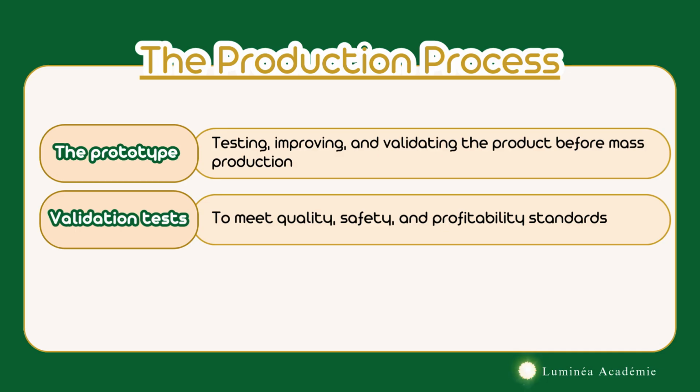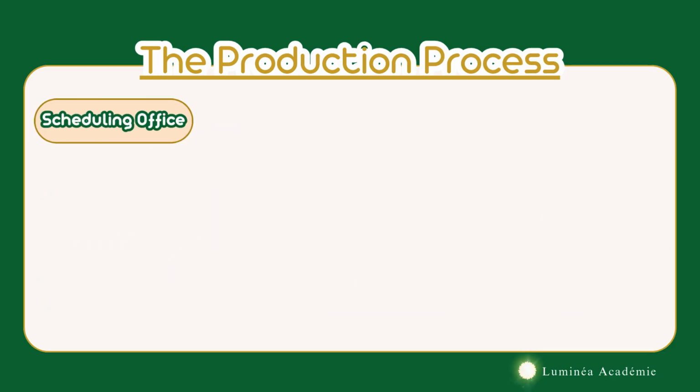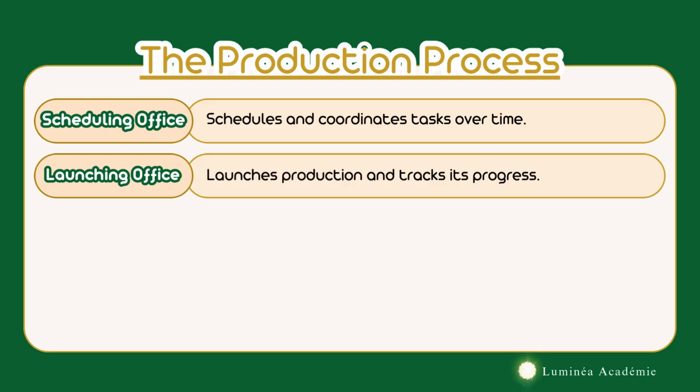After validation, the focus shifts to organizing production. The methods office defines how the product will be manufactured by establishing operating procedures, selecting machines, estimating labor and time requirements, and preparing work orders. Production planning is then managed by the scheduling office, which organizes tasks over time, while the launching office officially starts production and monitors its progress.